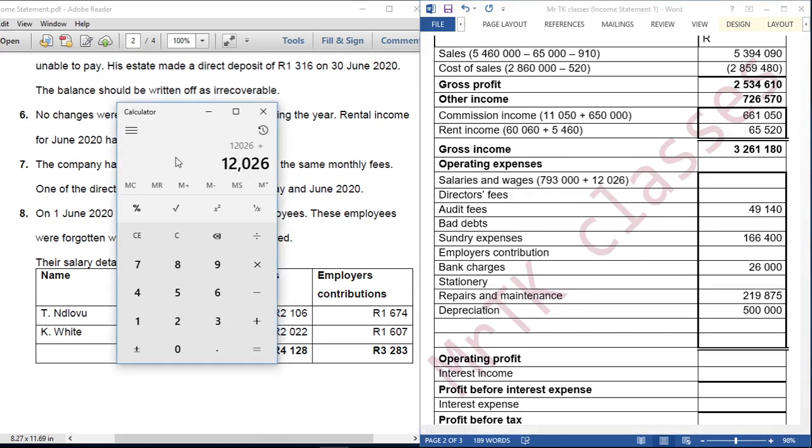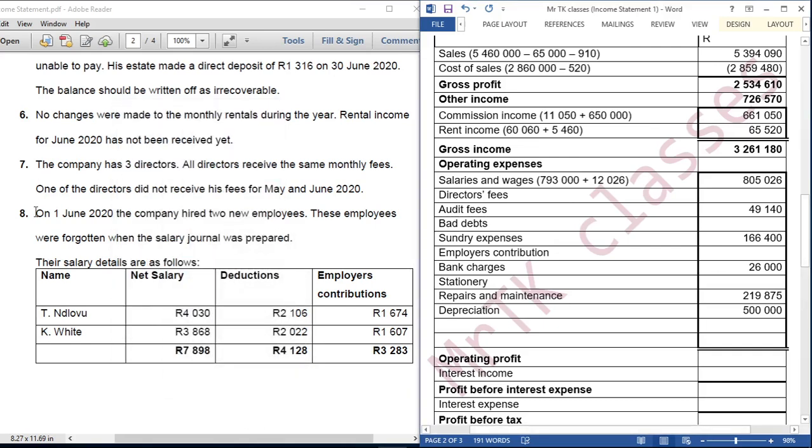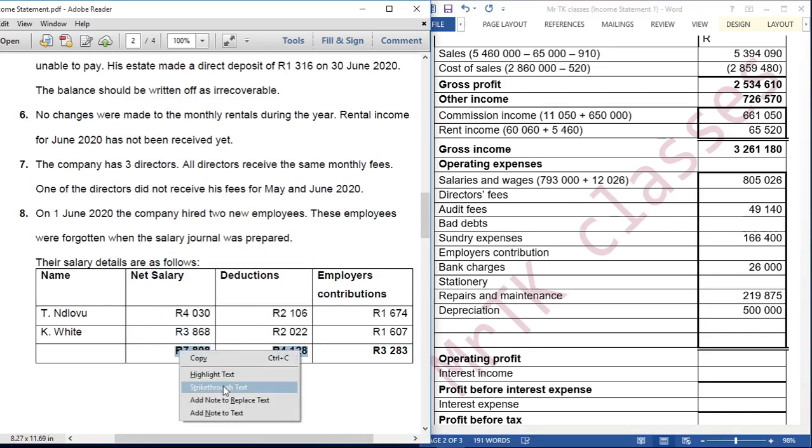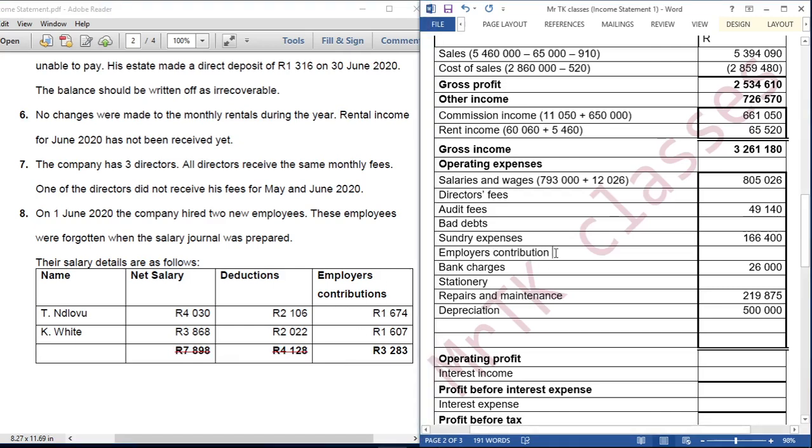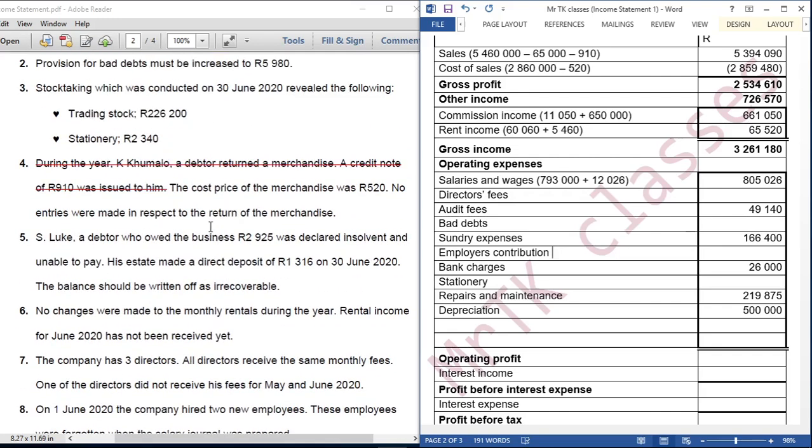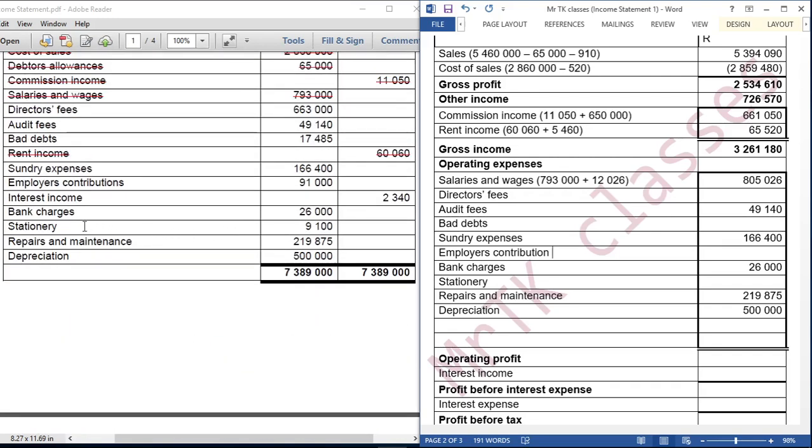Then we are going to say plus 793,000. We are going to get 805,026. Then director's fees. All right, so here I can see we are not yet done, so let me just cancel what we have used. Employers contributions, we use them here. So for now, let us just leave it like this. Let us move to director's fees.